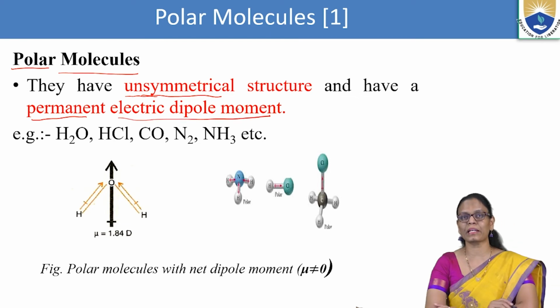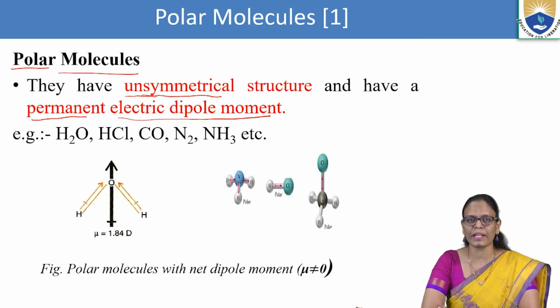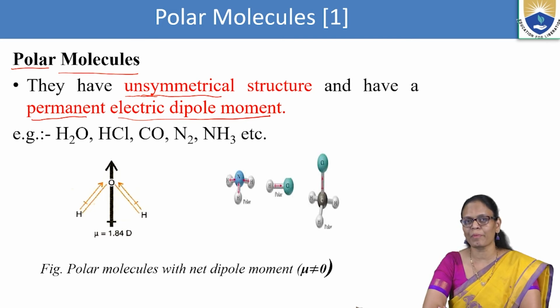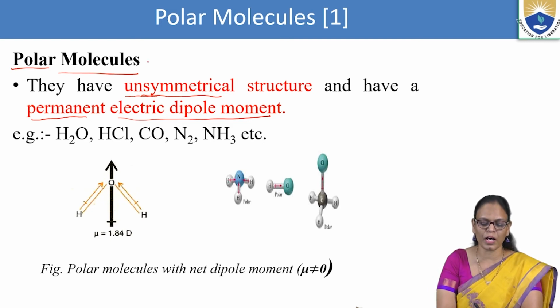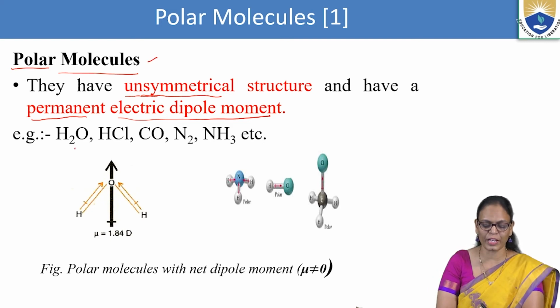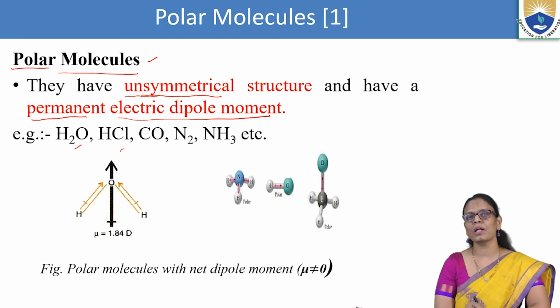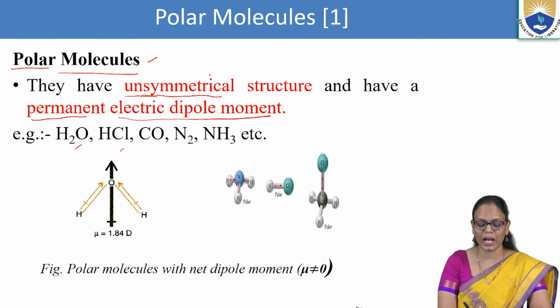So we have seen in the beginning, whenever we talk about dielectrics, they may possess temporary dipole moment or permanent dipole moment. So here, when we are talking about polar molecules, for example, we have taken H2O, HCl, CO, N2, NH3. All these molecules, because of their unsymmetrical nature, have a permanent electric dipole moment.